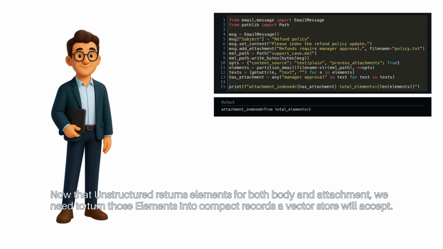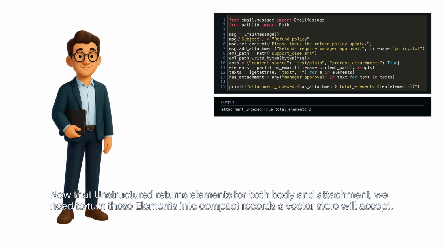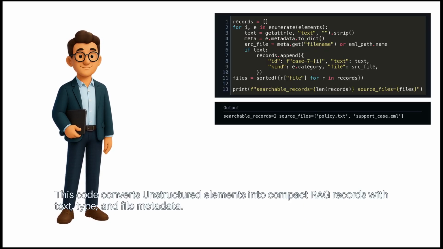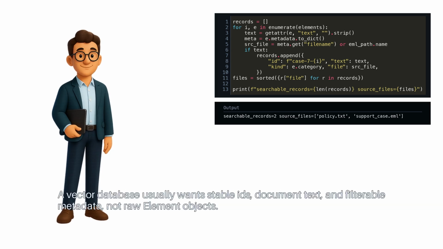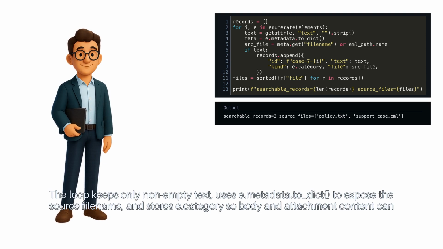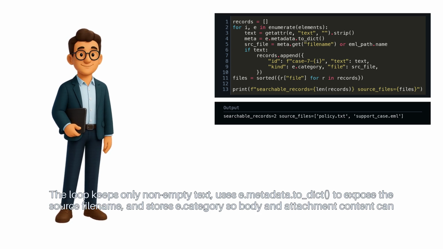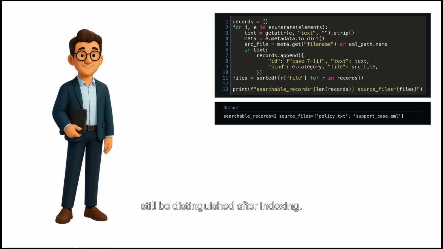Now that unstructured returns elements for both body and attachment, we need to turn those elements into compact records a vector store will accept. This code converts unstructured elements into compact RAG records with text, type, and file metadata. A vector database usually wants stable IDs, document text, and filterable metadata, not raw element objects. The loop keeps only non-empty text, uses e.metadata.to_dict to expose the source file name, and stores e.category so body and attachment content can still be distinguished after indexing.